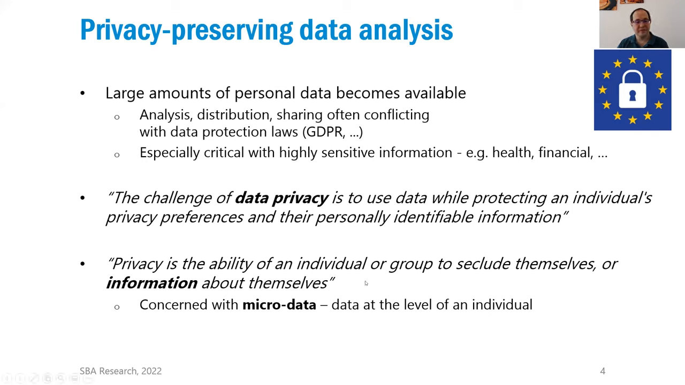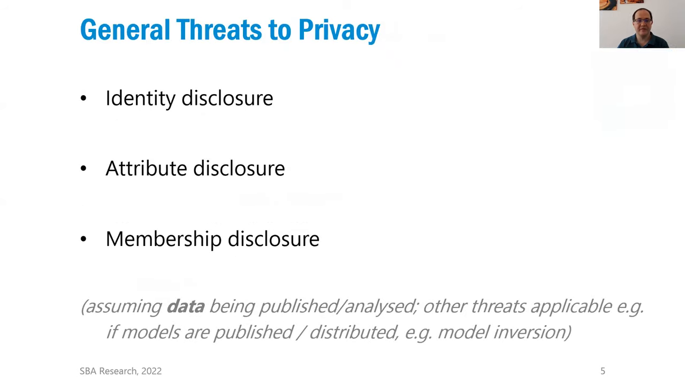We're mostly concerned with microdata. So this is data at the level of an individual. If data is already aggregated, then there's normally no real or direct privacy implications here. And if you talk about threats to privacy, especially if you release data, if you release machine learning models and stuff like this, this might be slightly different. But if you release data, then we would, in many cases, distinguish between these three types of disclosure or privacy threats that can happen: identity disclosure, attribute disclosure, or membership disclosure.